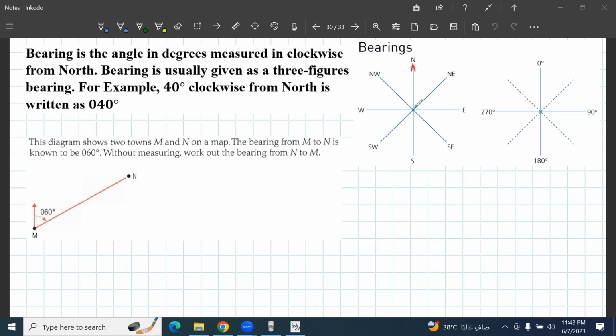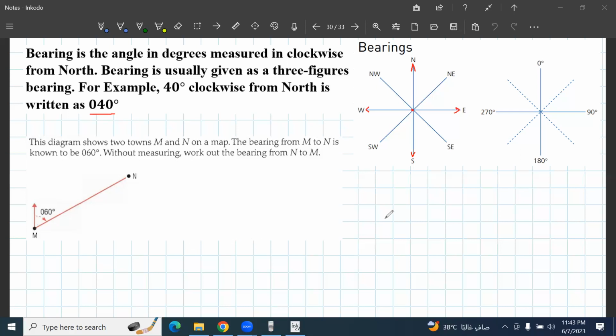This is north. Opposite to the north, down, we have south. On the right side we have east, and on the left side we have west. Bearing is usually given as three figures. For example, a 40-degree angle movement clockwise from north is 040. As you can see in this example.